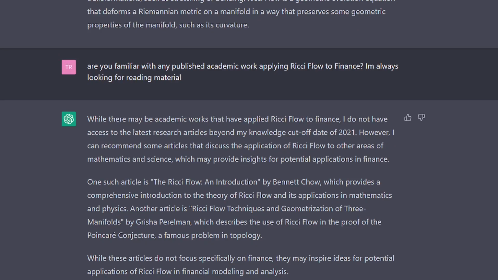Are you familiar with any published academic work applying Ricci flow to finance? I'm always looking for reading materials.